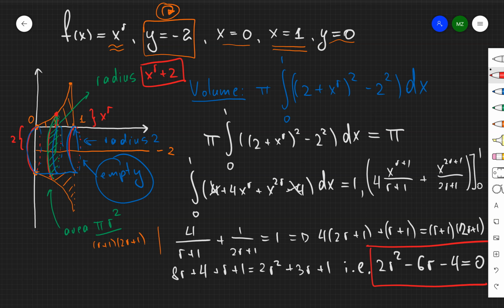If you plug our coefficients into the quadratic formula, then you're going to obtain that r is equal to 3 plus minus square root of 17 over 2. But since r cannot be negative, as r is a distance, or in other words a radius, I'm going to choose just the positive sign. So in this case, the only solution is 3 plus square root of 17 over 2.